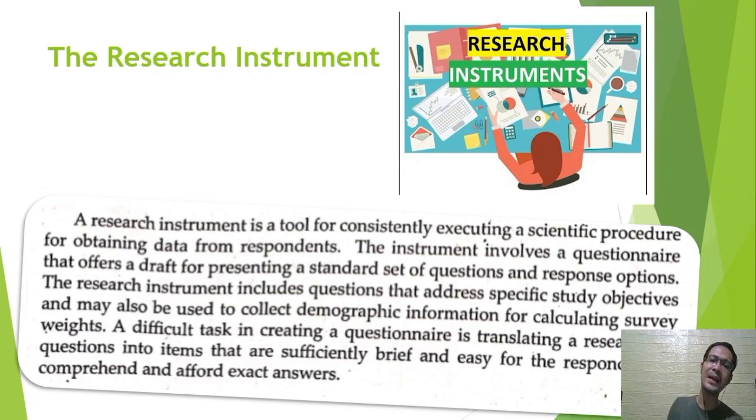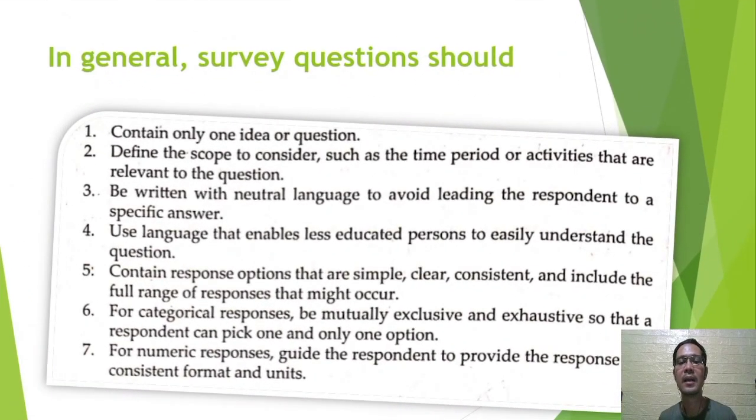So, what are the general questions to be indicated in the instrument? So, these are the questions. First, it should contain only one idea or question. Second, define the scope to consider, such as the time period or activities that are relevant to the question. Third, be written with natural language to avoid leading the respondents to specific answer. Fourth, use language that enables less educated persons to easily understand the questions.